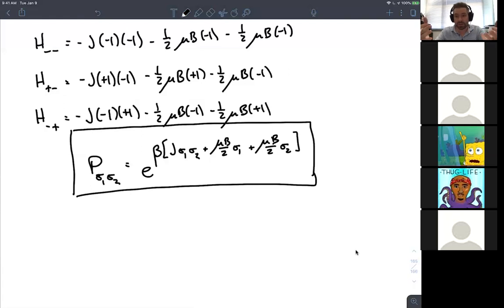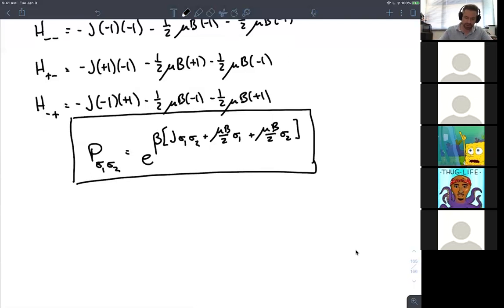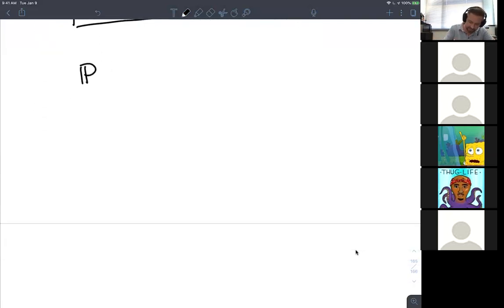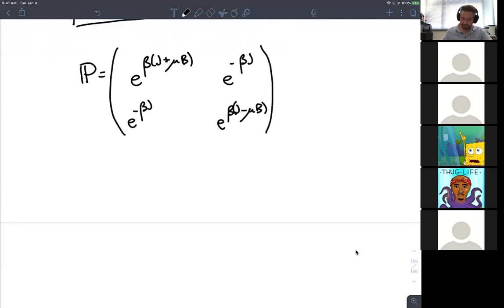Now we know what the possible values of sigma 1 and sigma 2 are. They're just plus or minus 1. So if we plug in the possible values, what you get for your P matrix is this. P is equal to e to the beta J plus mu B, e to the minus beta J, e to the minus beta J, e to the beta J minus mu B. So that is our P matrix.